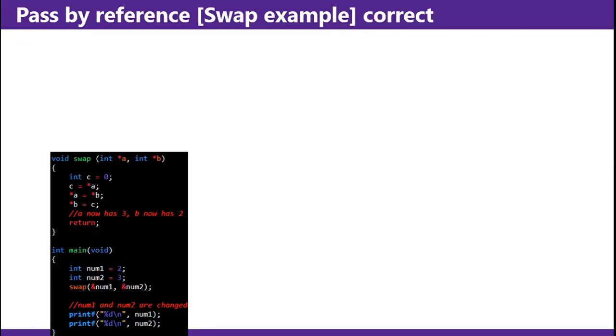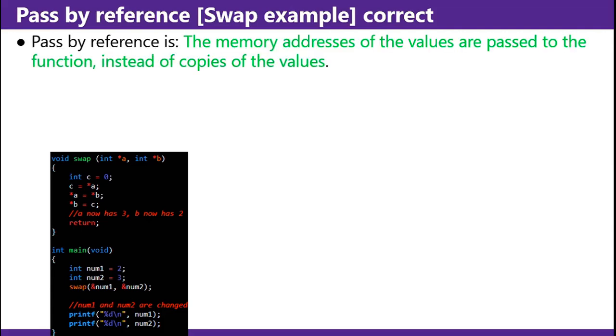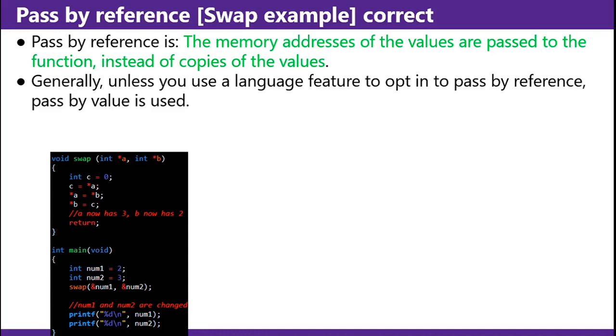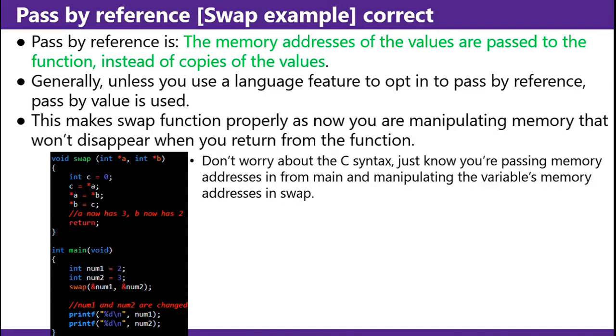Pass by reference, swap example the correct way. Pass by reference is when the memory addresses of the values are passed to the function instead of copies of the values. Generally, unless you use the language feature to opt in to pass by reference, pass by value is used. This makes the swap function work properly, as now you're manipulating memory that won't disappear when you return from the function. Don't worry about the C syntax, just know you're passing memory addresses in from main and manipulating the variables' memory addresses in the swap function.